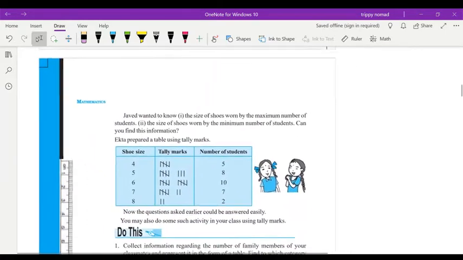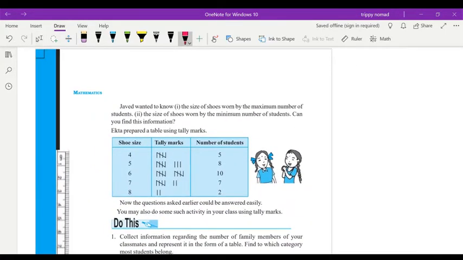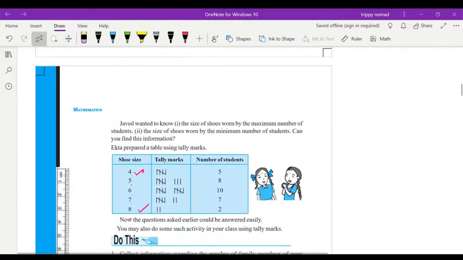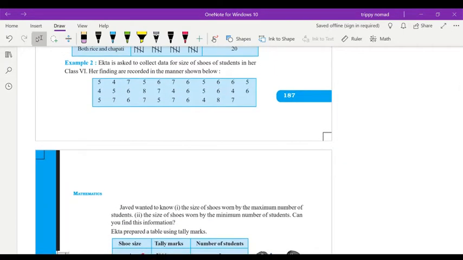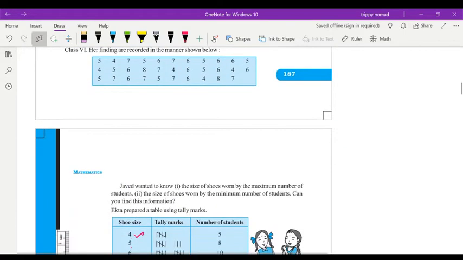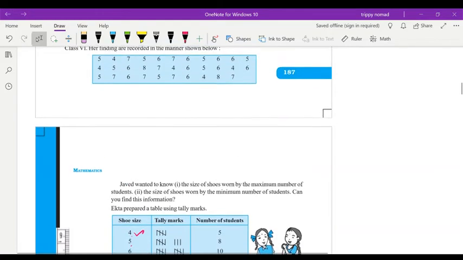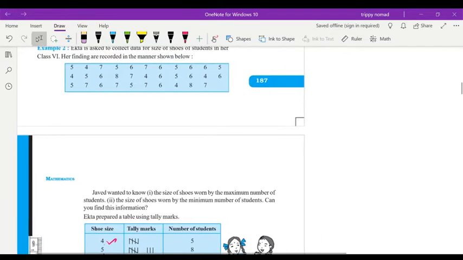So we will start writing here 4 5 6 7 8, smallest to greatest. This shows the size of the class, not class here, numbers, that is 4 to 8. So how will we start writing? Suppose, children, I am writing here, I will show you one.